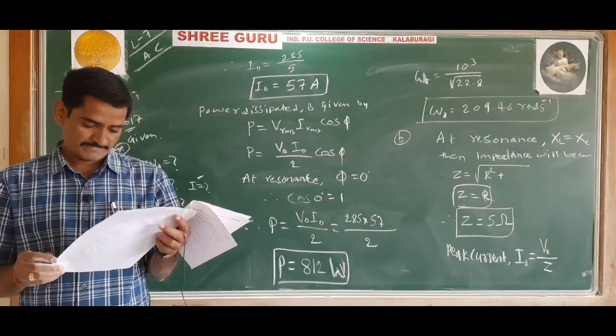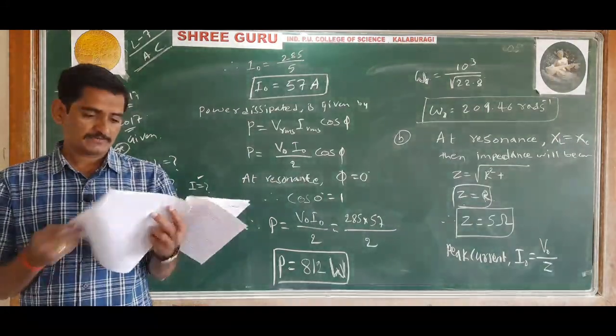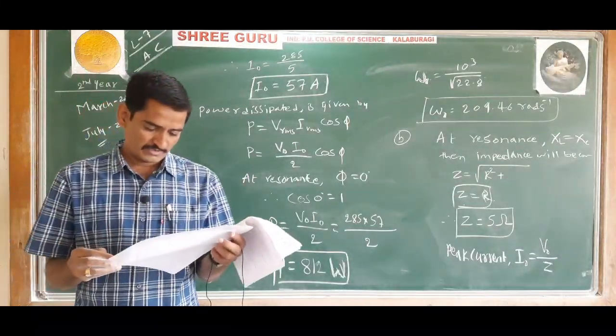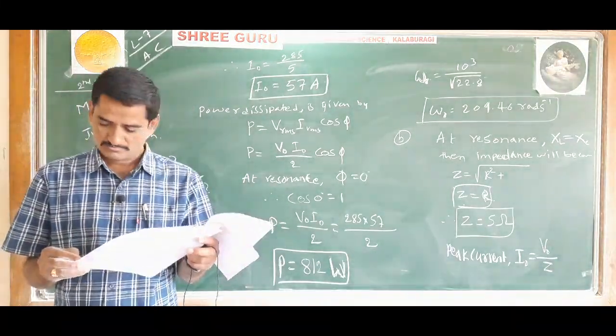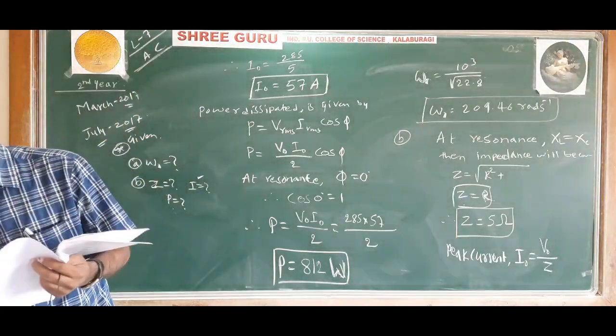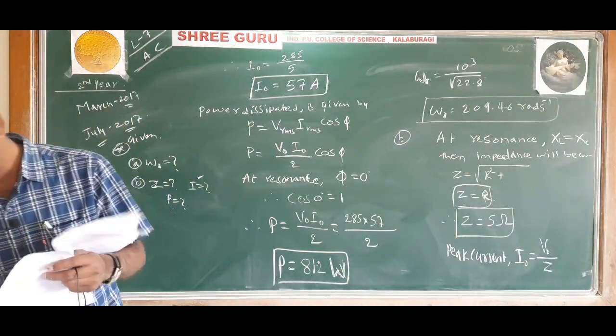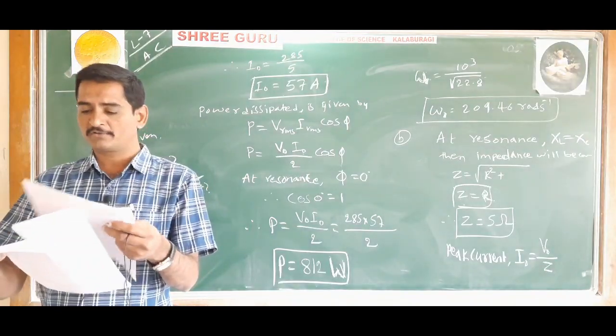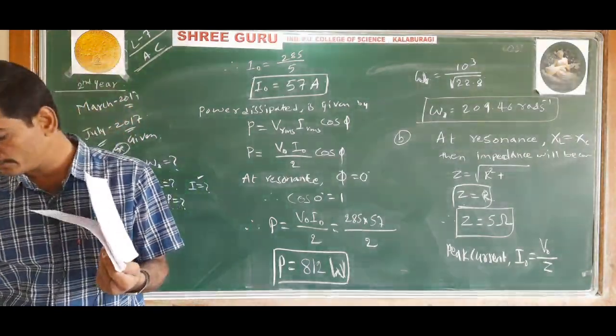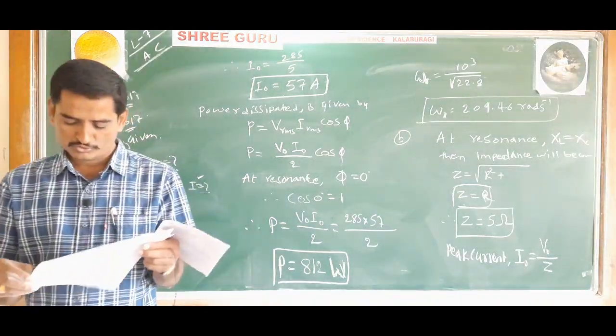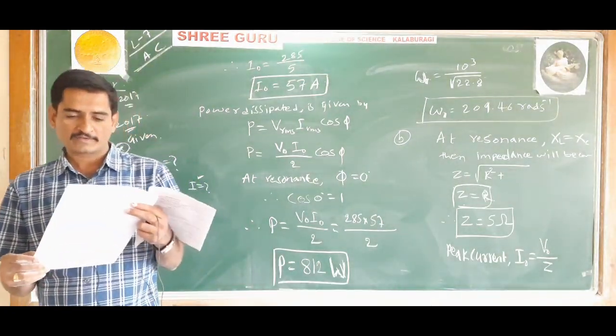And then numerical. Numerical, I hope you have calculated. No, not numerical. They did not ask numerical in April 2019. April 2019 numerical was on EMI. So no numerical on AC.